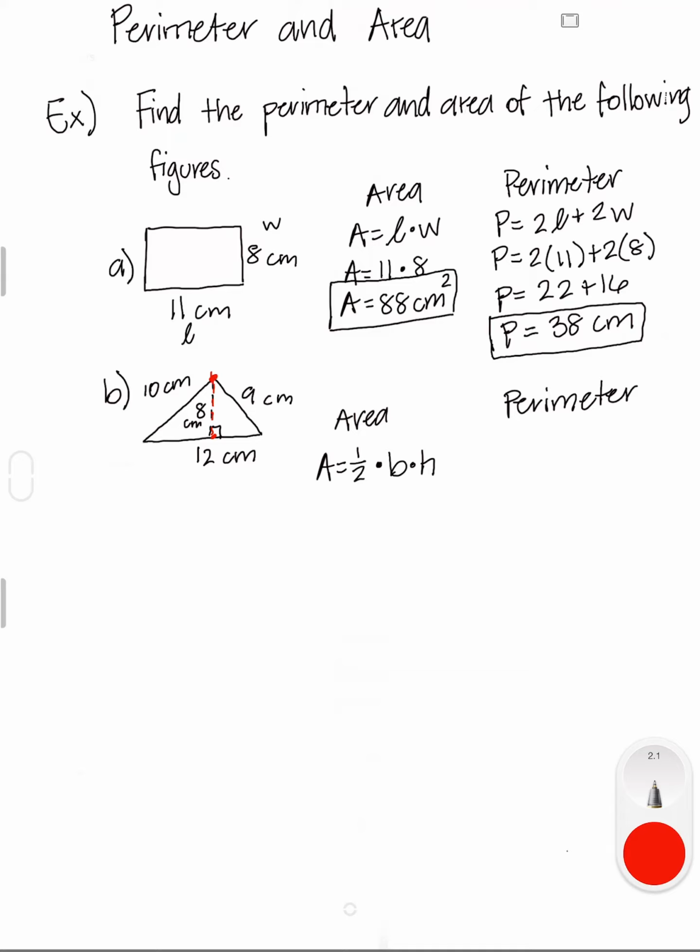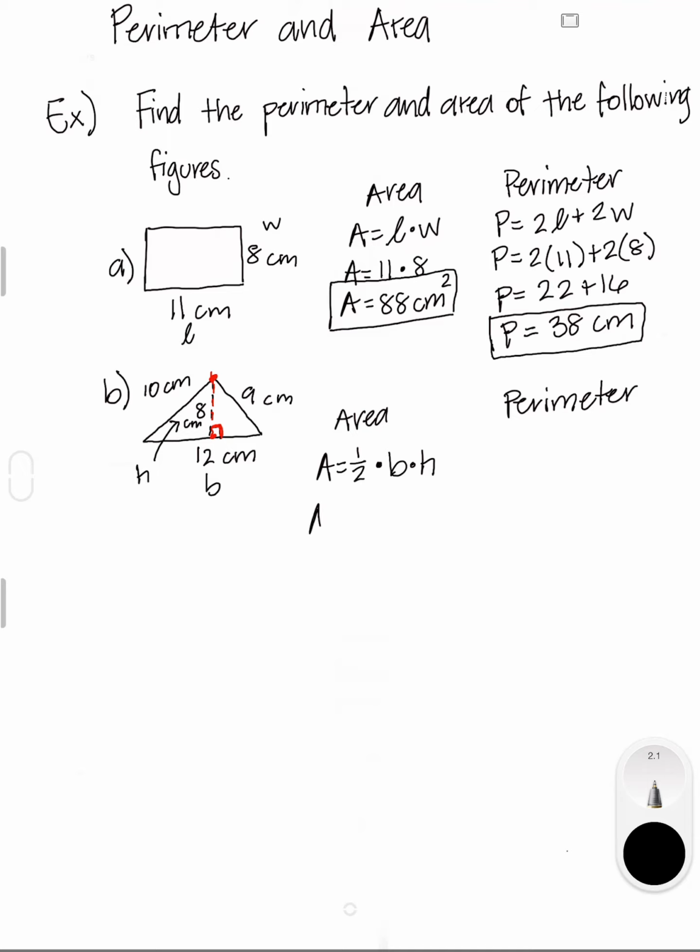So in this case, the height will be that red part. It's not going to be 9 centimeters or 10 centimeters, because those are not going straight from the base to the tip of the triangle. And also the height will always form that 90 degrees, that little square with the base. Okay, so in this case, our base is going to be 12 centimeters and our height is going to be 8 centimeters.